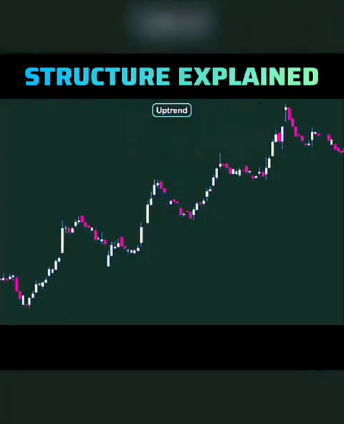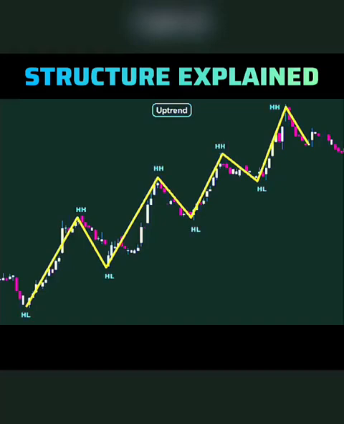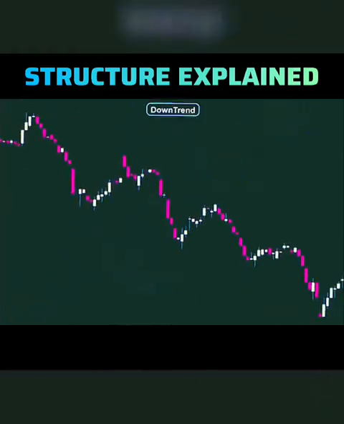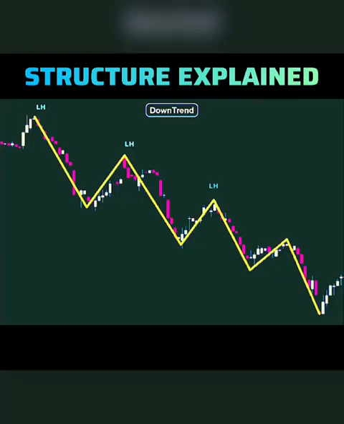Now, let's see if we can verify it with an actual chart example. The price is clearly in an uptrend because it is forming higher highs and higher lows. So, it is evidently in an uptrend. Now this is a downtrend because it is forming a series of lower highs and lower lows. So, it is precisely where the market structure is.